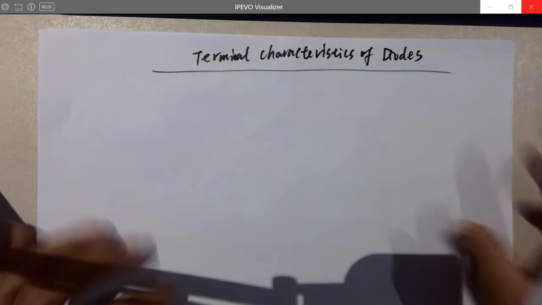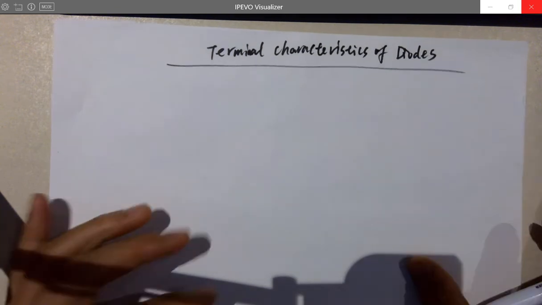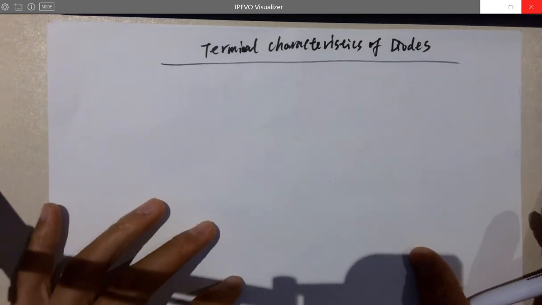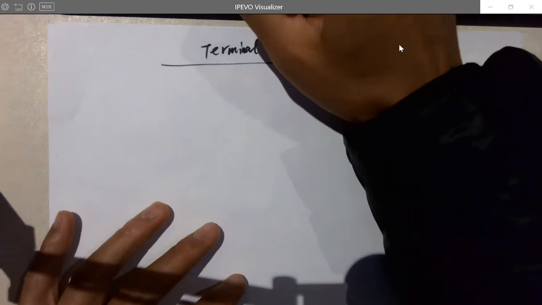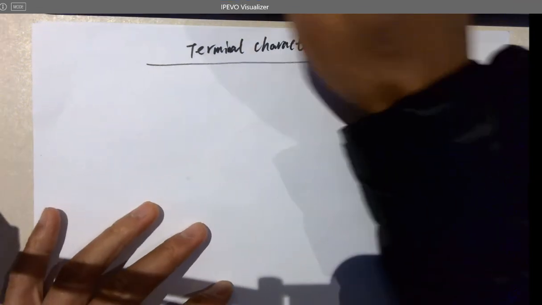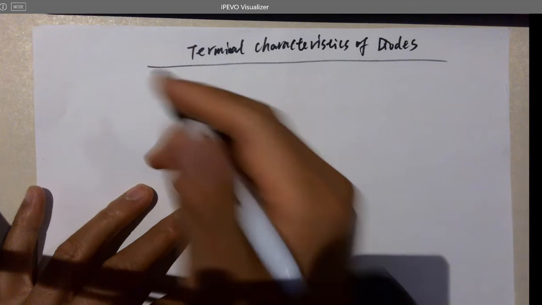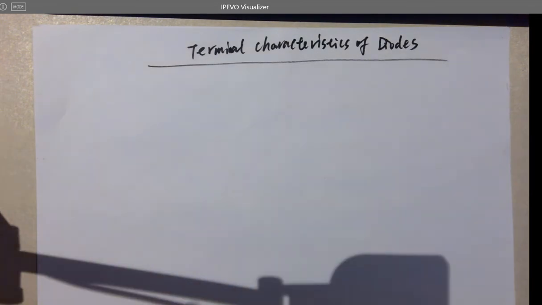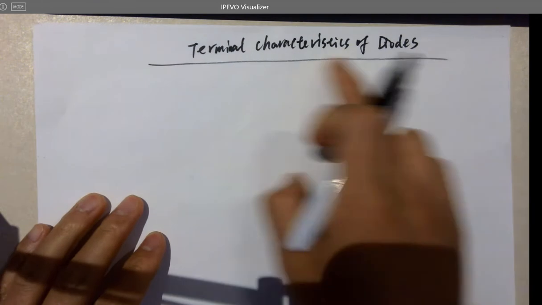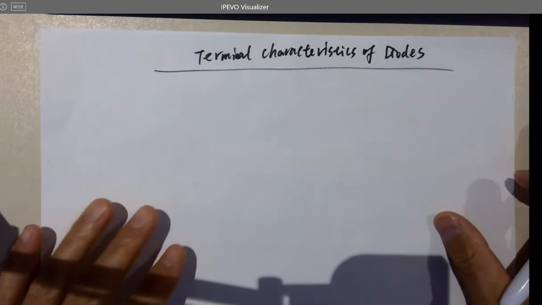Yeah, let's look at the terminal characteristics of diodes. So we know that it's only conductive in one direction, so it's being used for some special applications, for example, rectifiers, from AC to DC. We're not going to design any rectifiers in this class, but we still have to look at the terminal characteristics of the diodes. See how that works.